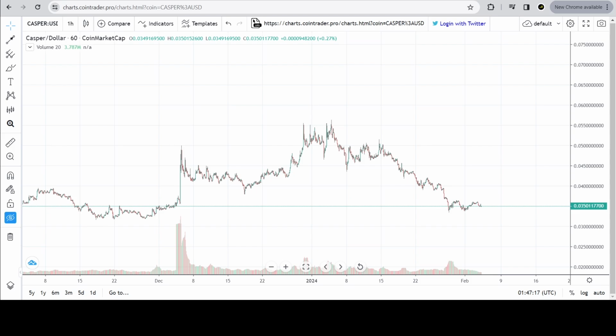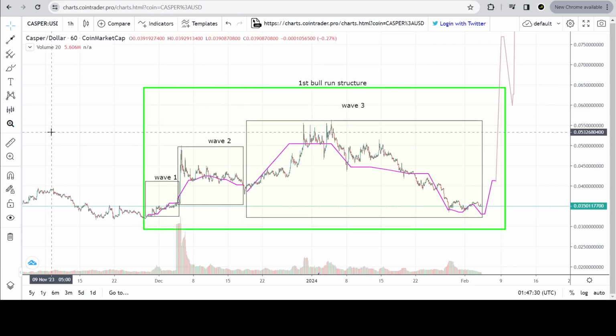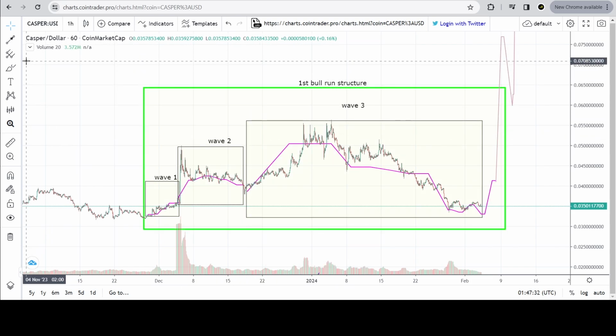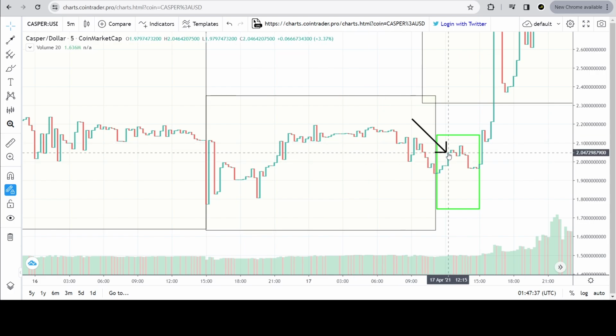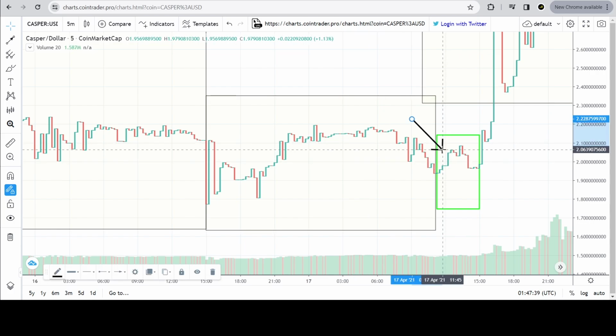So in this video, I'd like to talk about Casper, where it's at, what I believe it's doing, and where I believe it's headed next. So let's get started. This is the first bull run structure that takes place on the Casper chart. Now, this pink fractal that I have on here comes from over here, right here in this green box.